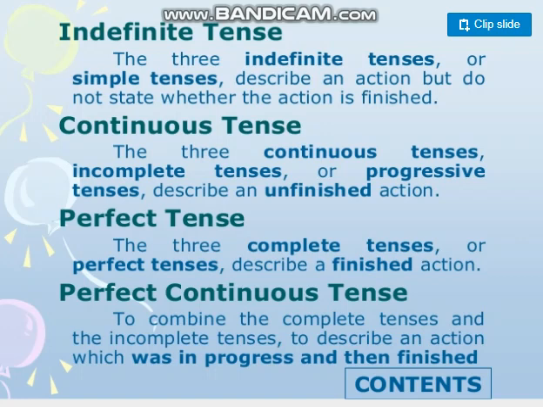So how can you differentiate these four types? In simple or indefinite tense, we don't know whether the action is finished or still continuing. In continuous tense, we know that the action is still in progress. In perfect tense, we come to know that the action is completed or has finished. In perfect continuous tense, we are aware of an action which was in progress but has now finished.